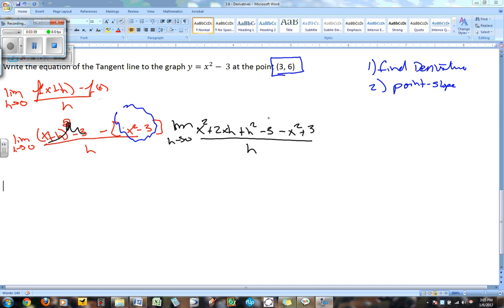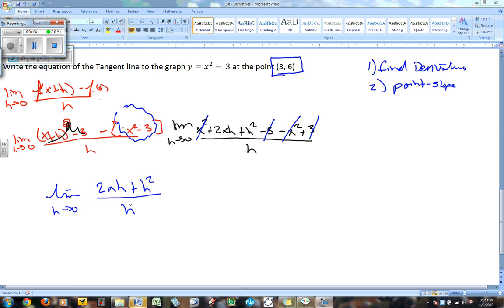So if you look, I have an x squared here and a negative x squared here. Those guys cancel out. I have a minus 3 and a plus 3 over here. These guys cancel out. And all I'm left with now is 2xh plus h squared. So I have the limit as h approaches infinity, or sorry, h approaches 0 of 2xh plus h squared all over h. And again, we talked about this last time.